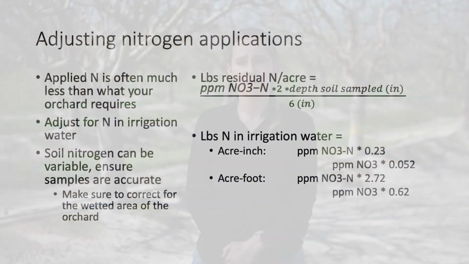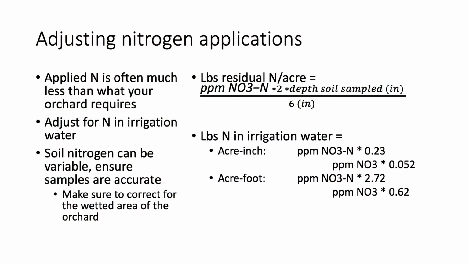Now, when trying to figure out the right rate, it's important to remember that just because your trees demand a certain amount of nitrogen does not mean that you're going to be adding that amount of nitrogen. It's also critically important to take into account the amount of nitrogen that you have in your irrigation water, as well as if you have any residual large amounts of nitrogen in your soil. This slide will give you calculations on how to take into account how much nitrogen you might be adding in your irrigation water, as well as what might be in your soil before you start fertilizing.